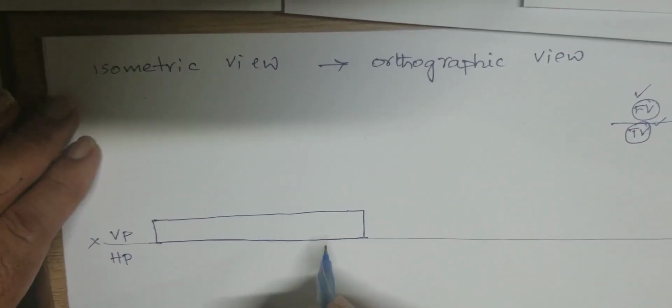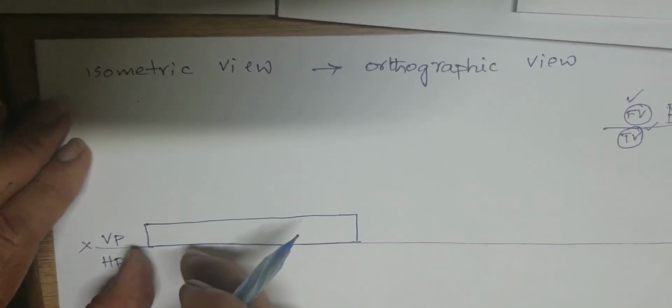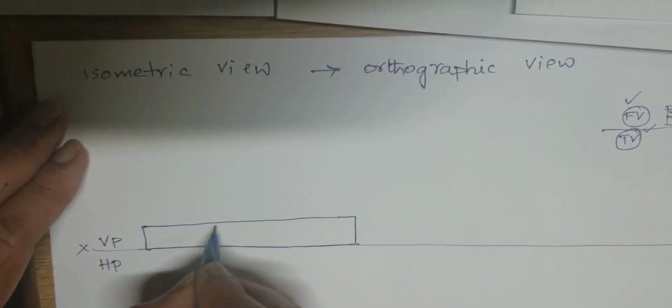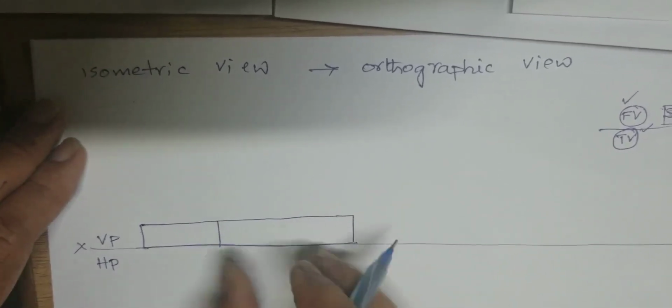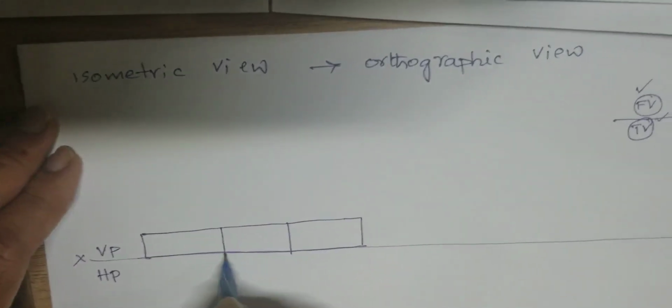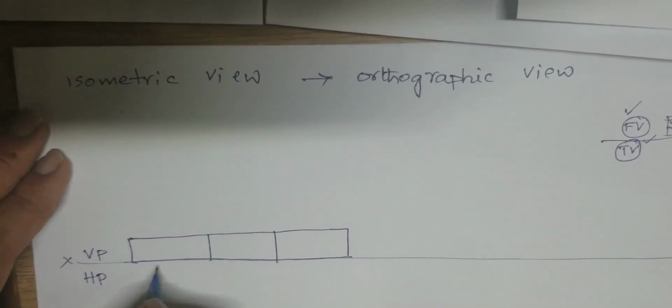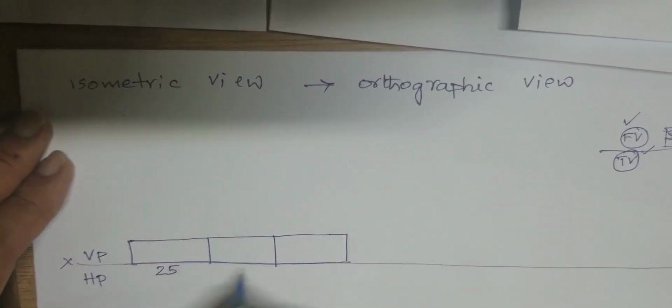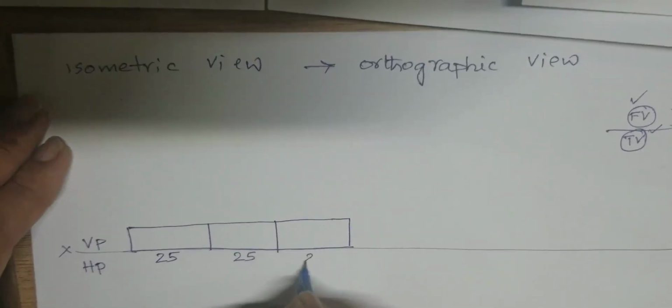Then see here in front view, there is a 25, after 25 there is a break. After 25 there is a break. And once again we are having one more 25. So here some kind of groove will be there. This is the groove portion. Once again we have 25. Then we can say 25, 25 and 25.